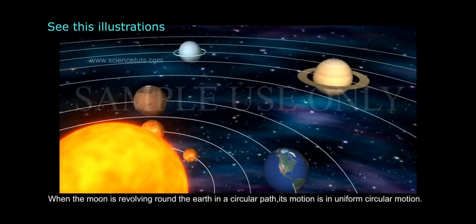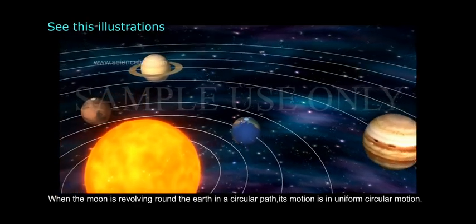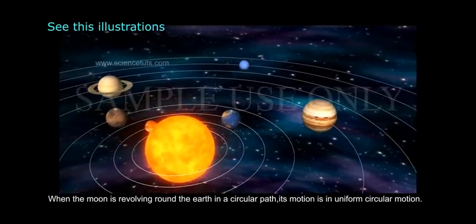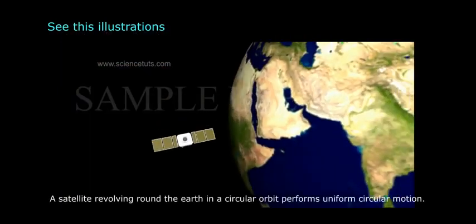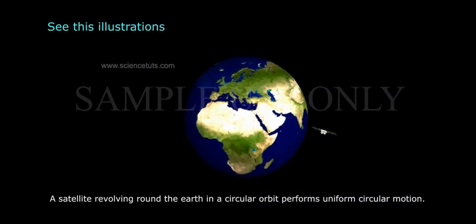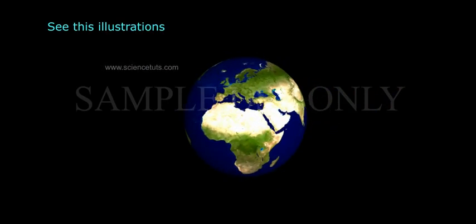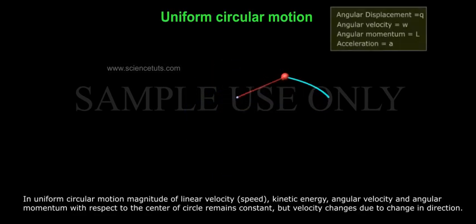See these illustrations. When the moon is revolving round the earth in a circular path, its motion is in uniform circular motion. A satellite revolving round the earth in a circular orbit performs uniform circular motion. These are examples of uniform circular motion.